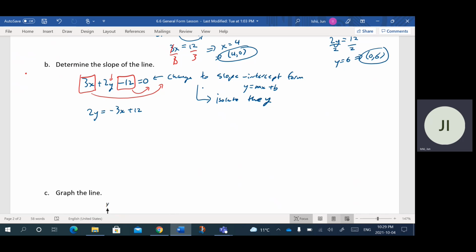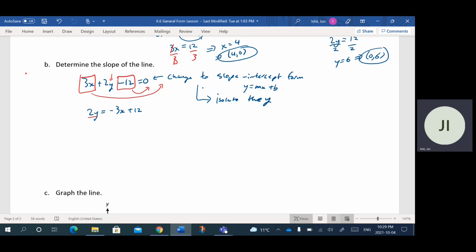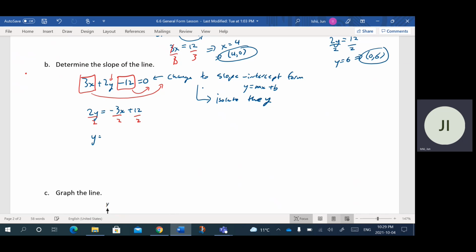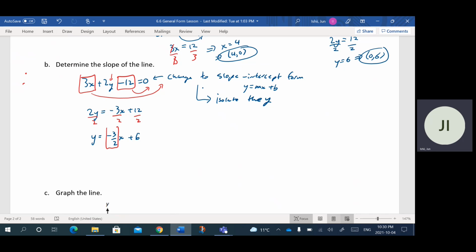Then to isolate the y, right now I've got 2y, so I'm going to have to divide each one of the terms by 2. As a result, 2 divided by 2 is 1, and 1 times y is just y. Next, I've got negative 3 over 2 x plus 6. So from here, once I've changed it to slope-intercept form, I can see that the slope is going to equal negative 3 over 2.